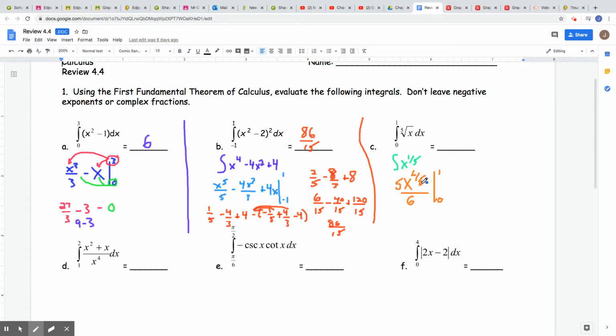All right. So 1 to any power, plug the 1 in here, right? 1 to any power is 1. So we get 5 over 6, which is 5/6, minus 0. So the answer is just 5/6.